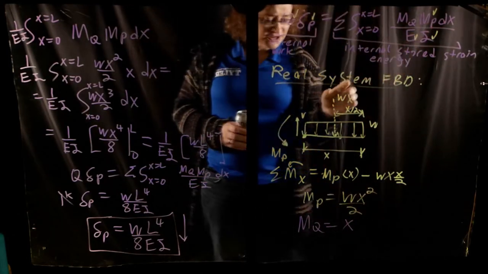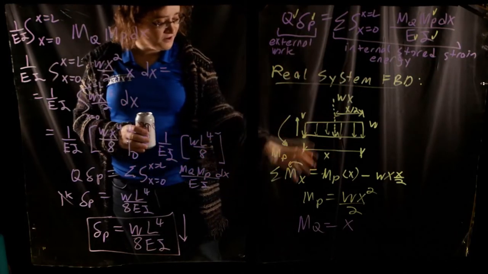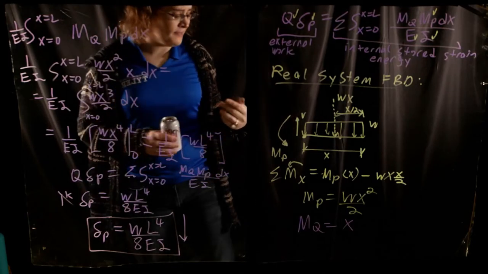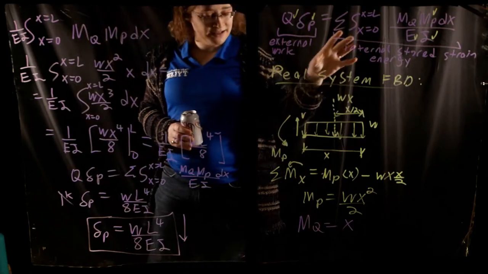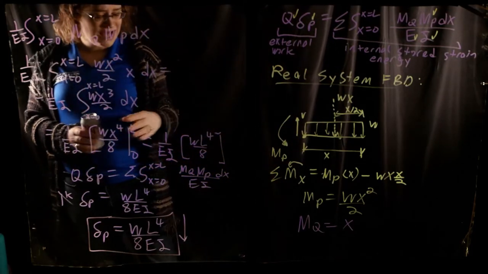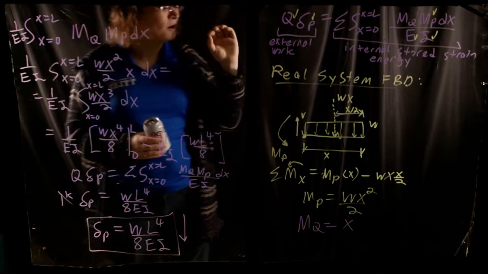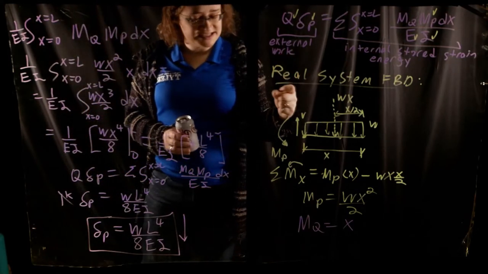Well, we had a real system, and we found the moment function that was present in that actual beam. We find that function just using tools from elementary statics, and that function is our MP. Then we have a virtual system that we're applying a unit load to, for example, a 1 kip unit load, at the location where the deflection is desired.